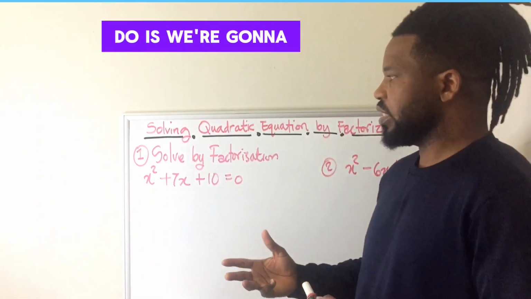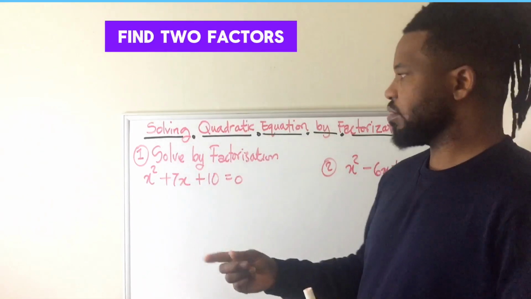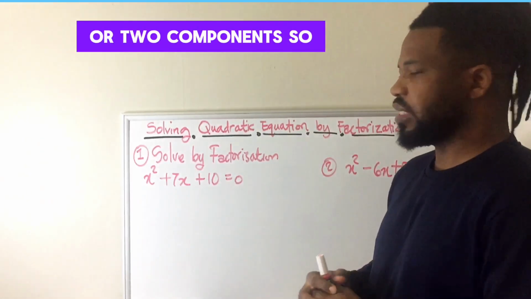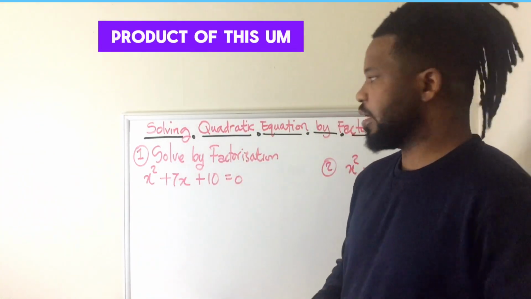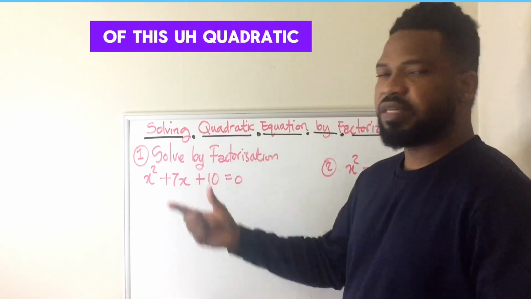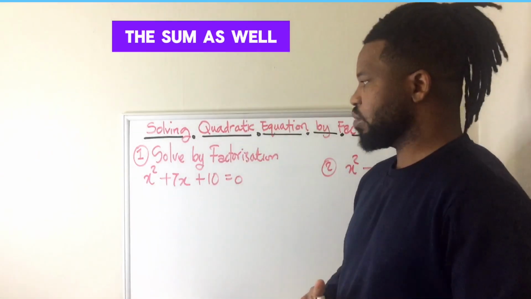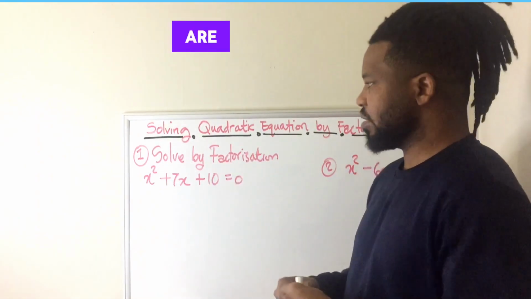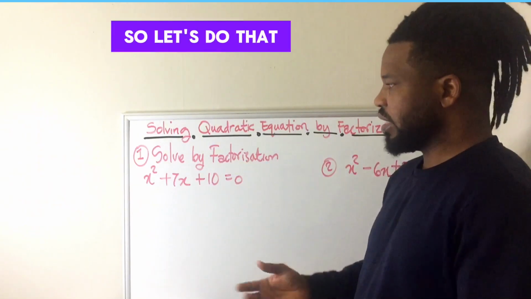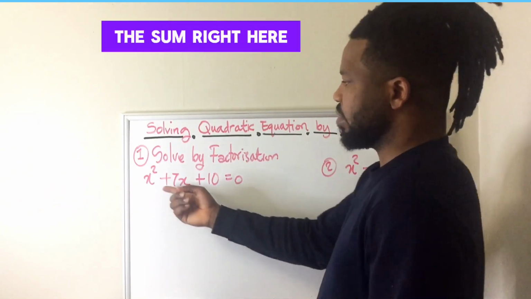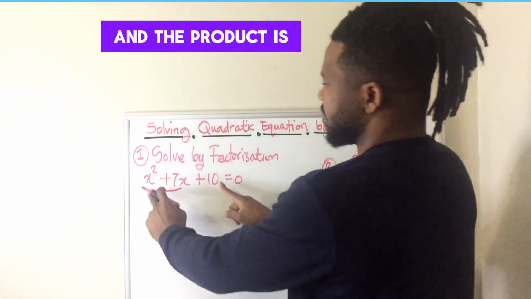What we'll simply do is find two factors or two components such that when we multiply them, it gives us the product of this quadratic equation, and it gives us the sum as well. So the two components are also called the roots of this equation. So let's do that. What is the sum here? The sum right here is plus 7x, and the product is 10x.